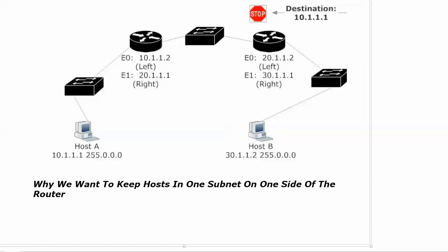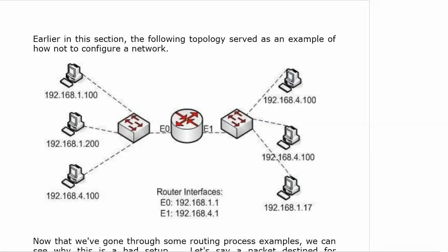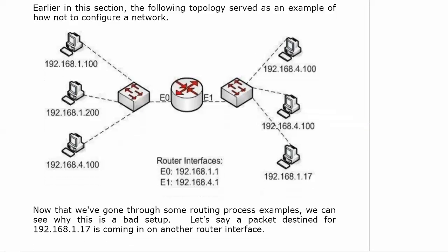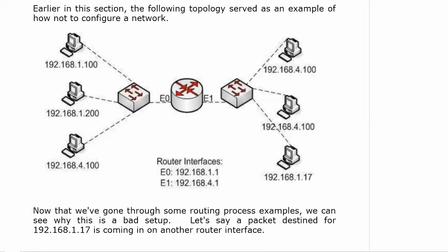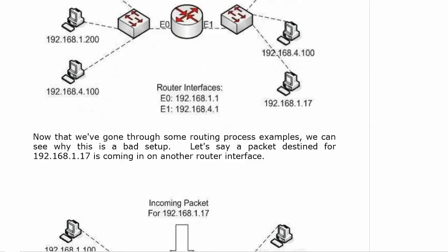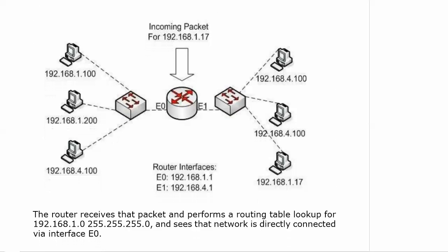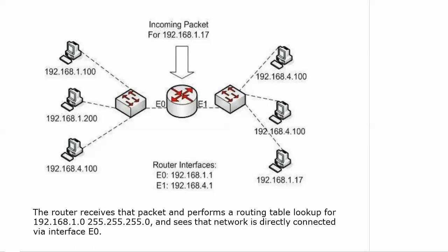This is going back to what we talked about earlier, because this is why we want to keep hosts in one subnet on one side of the router. And this is the one we looked at earlier, the following topology, how we don't want to configure the network. And now that we've gone through some fundamental routing process examples, you can see why this is a bad setup. Because let's say that a packet destined for 192.168.1.17 is coming in on another router interface. Could be another Ethernet interface, could be a serial interface, doesn't matter.